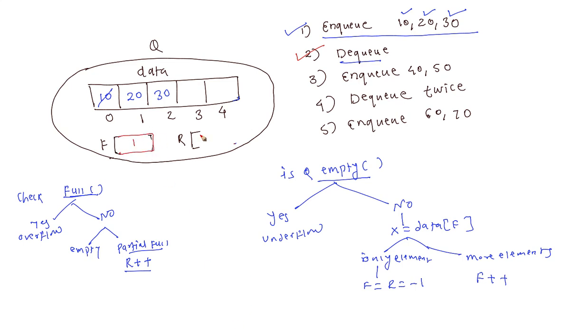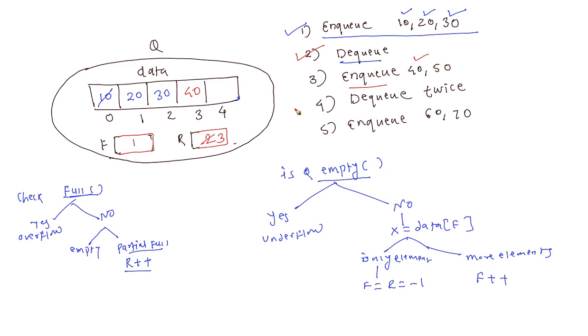F is 1, R is 2 after this second operation. Now let's perform NQ 40 and 50. NQ 40. Is Q full? No. Is it empty? No. It's partially full. So increment R by 1. So R becomes 3. And then insert 40 on location number 3.